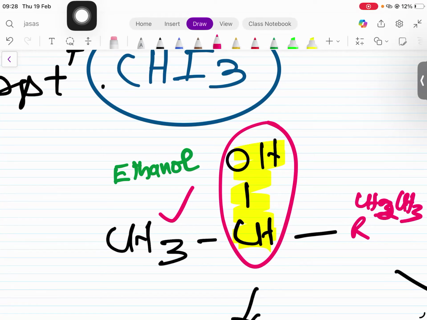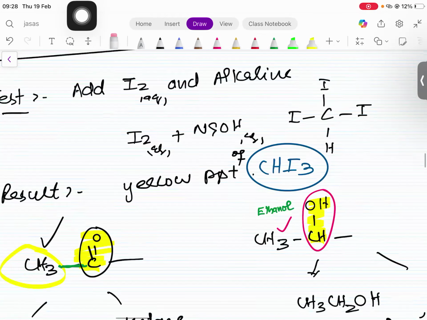So many alcohols, but still there is a condition that the secondary alcohol should be a 2-ol, that CH3 should be there. Now, if I change it to CH2 CH3, it's still a secondary alcohol, but will it give this test? Because now the CHOH is not next to CH3. So it means, right? I hope you got it. So actually these are the two groups.